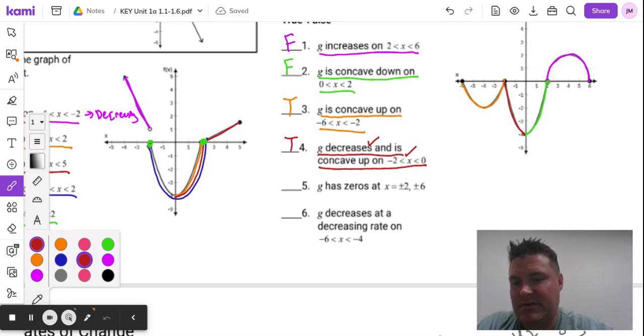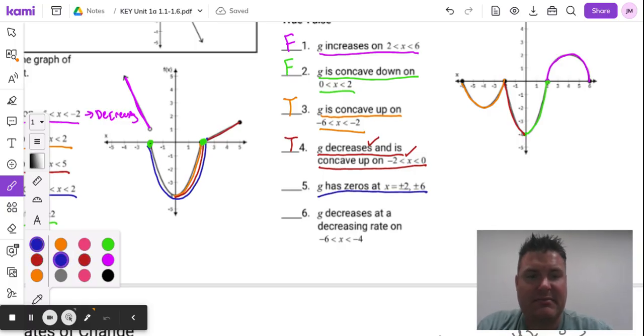G has zeros. I'll do this in, I'm not blue yet. G has zeros at plus and minus 2. That's true. See that? And plus and minus 6. I see that. The graph crosses the x-axis or touches the x-axis at those points. That is certainly true. Last but not least, it looks like it's another compound one. What color haven't I done yet? I'll go with the gray.